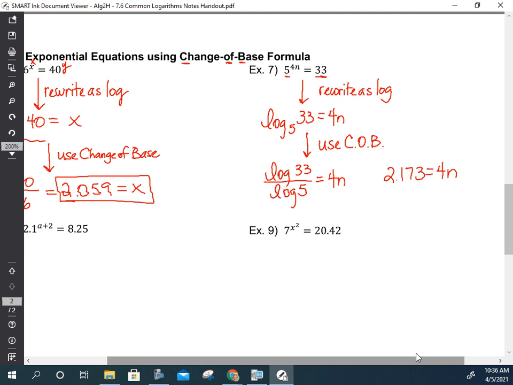So the only difference is that now you have a number in front of the variable. You can easily take care of that. Divide by 4, and you end up with 0.543. Again, you were expecting that to be harder than it was. I'm sorry. As long as you know the properties, it's not that hard.